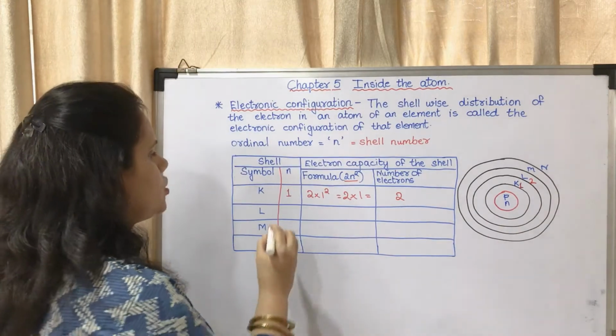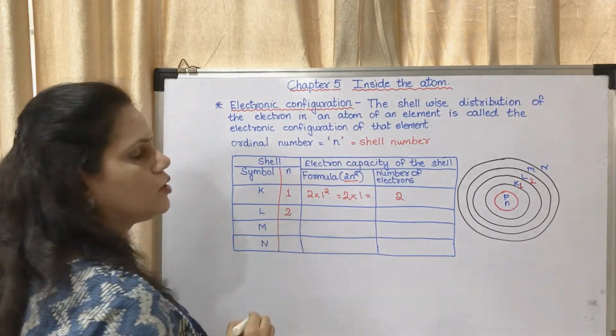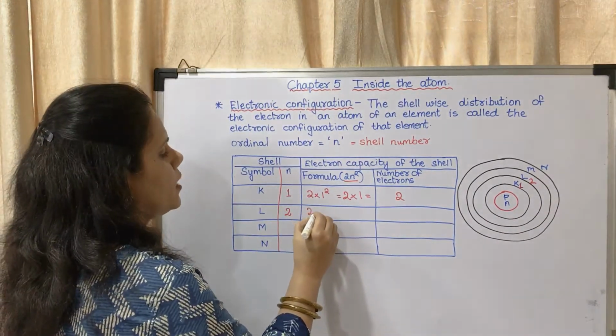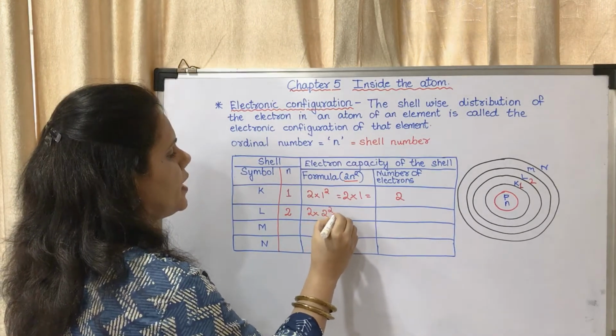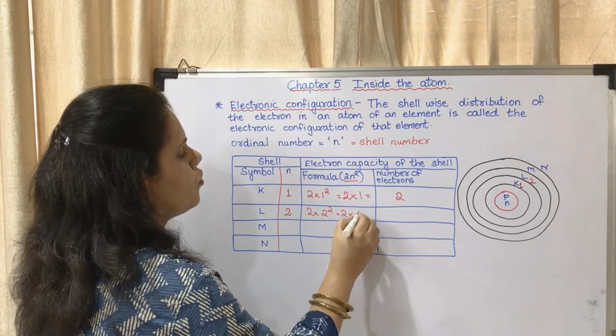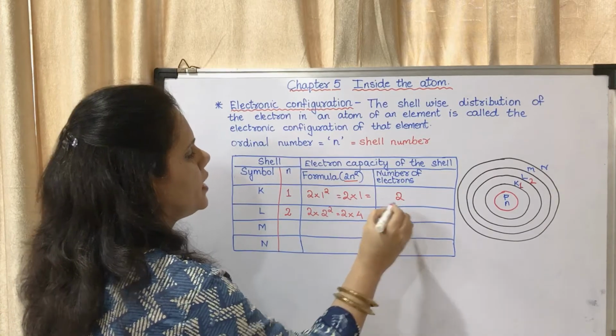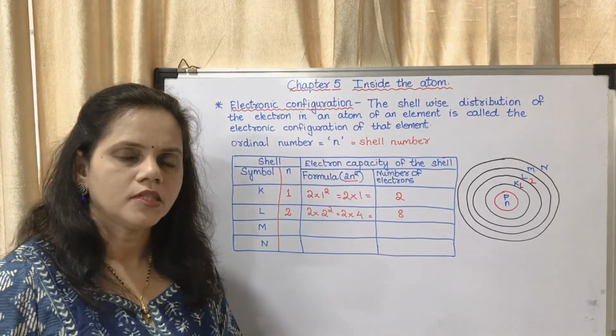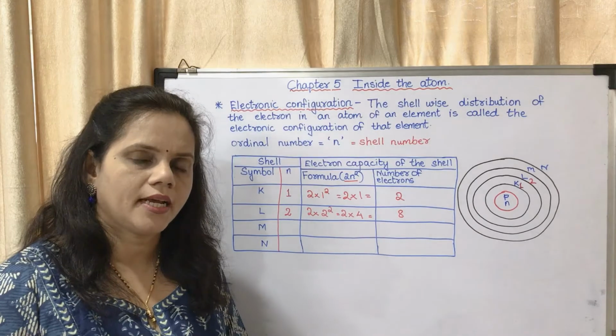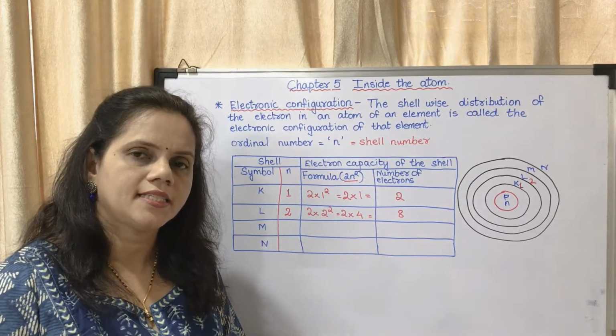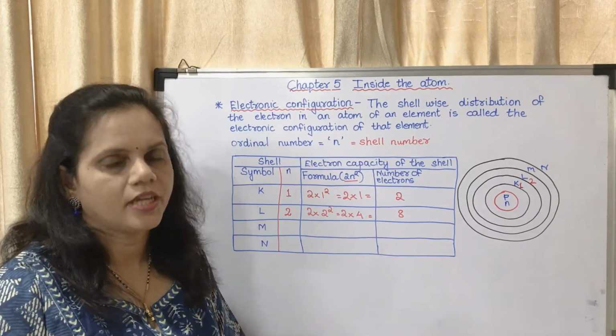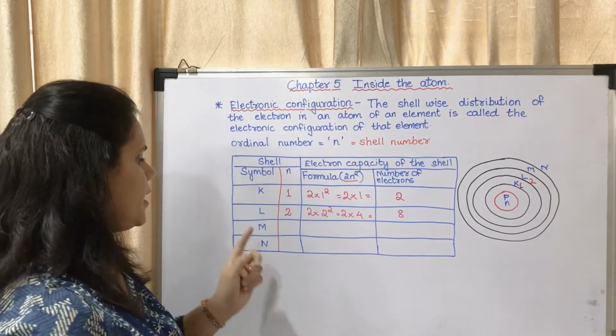Now the next, L shell, it is the second shell. So n is equal to 2. So 2n square means 2 into 2 square, that is 2 into 4, which is equal to 8. So maximum how many electrons can be accommodated in L shell? It is 8.